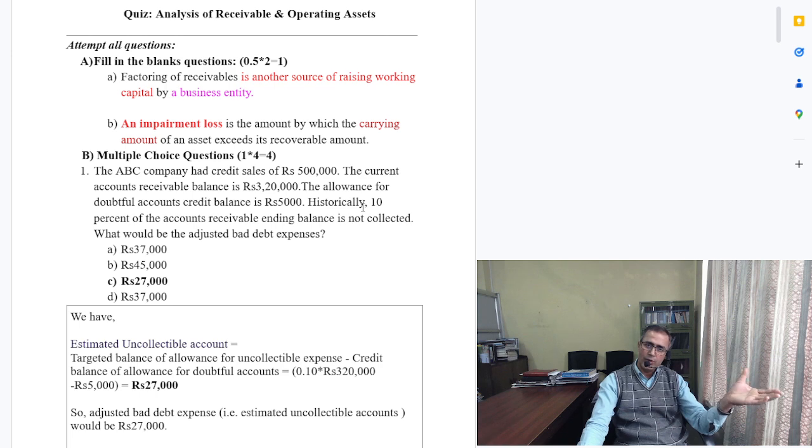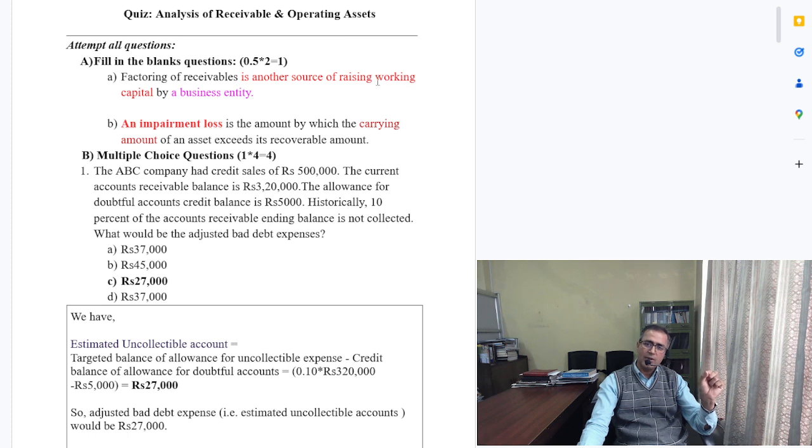Basically, once we sell goods and services on credit, we say that it is a receivable. And operating assets are basically the non-current assets. I believe that whatever questions I discuss will enrich your level of understanding. Now this question is about the factoring of receivable. Basically this is another source of raising working capital by a business entity.